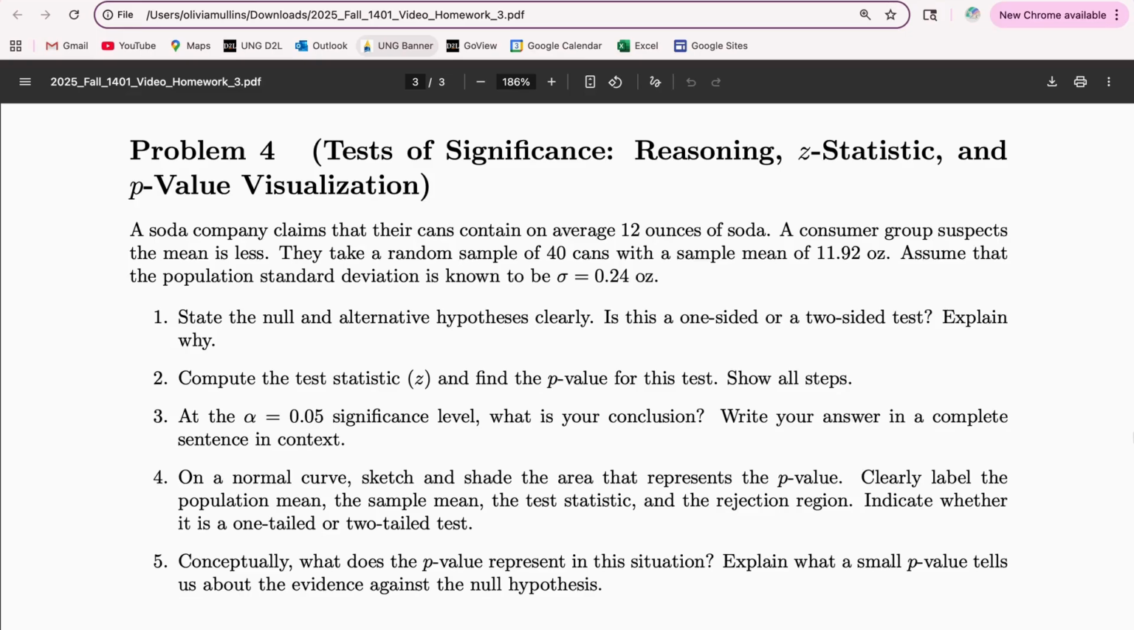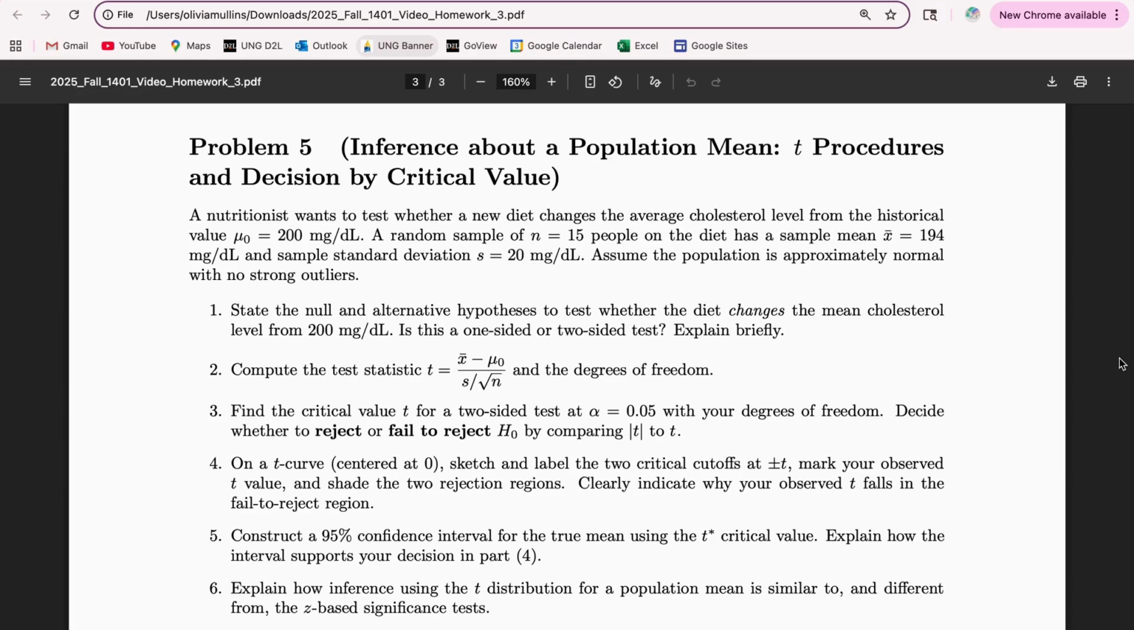Question 5 asks, conceptually, what does the p-value represent in this situation? Explain what a small p-value tells us about the evidence against the null hypothesis. The p-value represents the probability of obtaining results this extreme if the company's claim were actually true. Because our p-value is small, it indicates that these results are very unlikely under the null hypothesis. Therefore, we reject the null hypothesis. We can move on to the last problem.